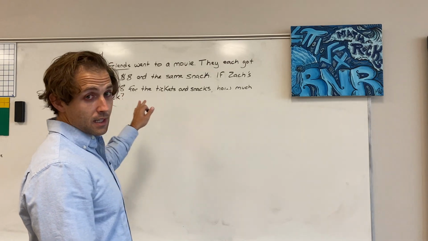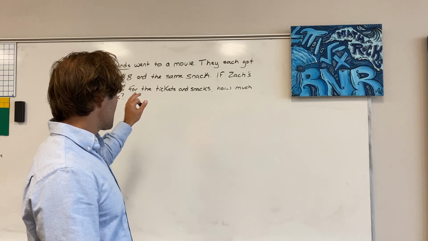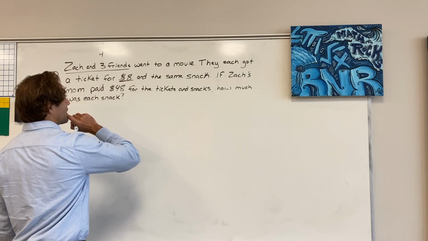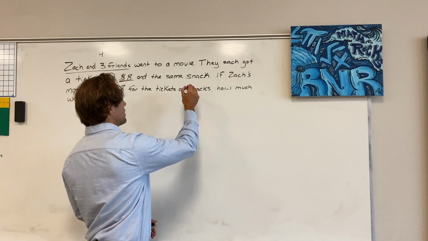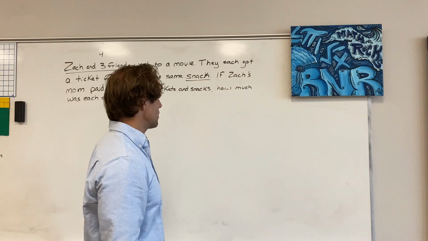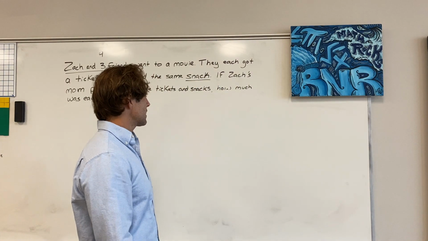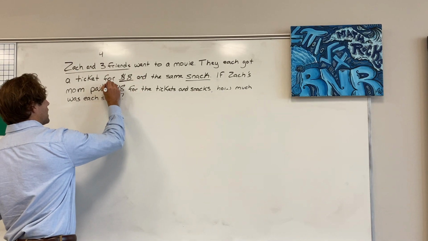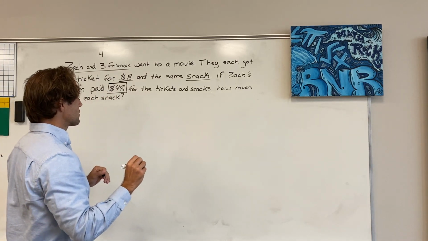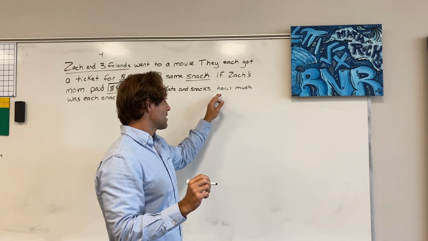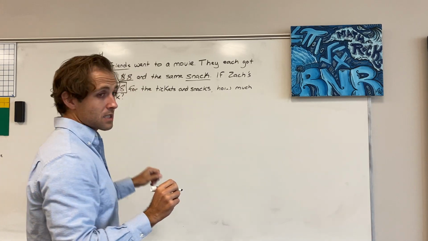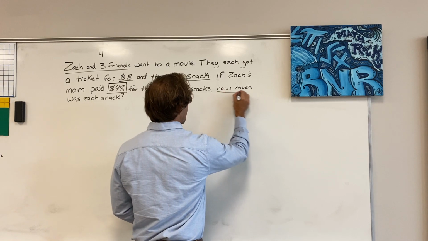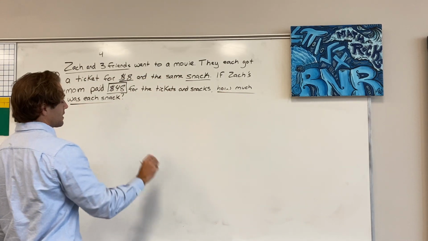They each got a ticket for $8 and the same snack. So $8 each and a snack. I don't know how much that snack was, but they got a snack. If Zach's mom paid $48, that would be the total, $48 for the tickets and snacks, how much was each snack? Another thing I want to notice here is the question that it asks is how much was each snack?